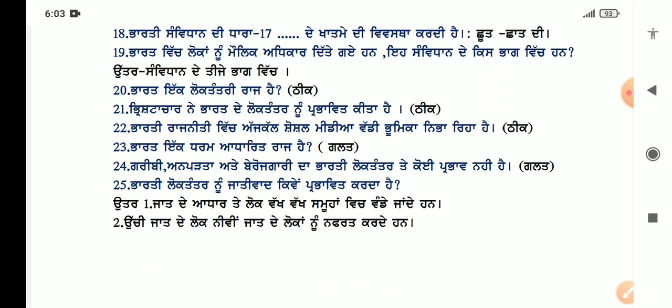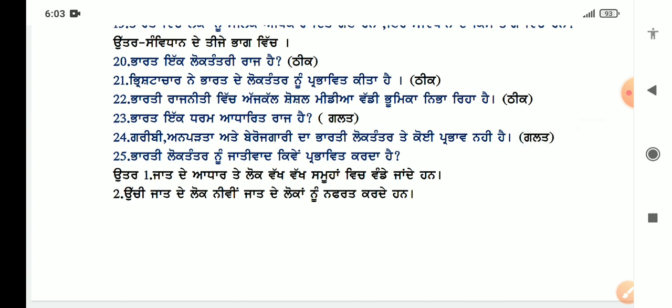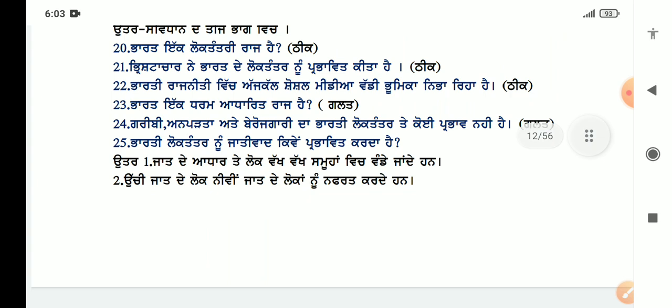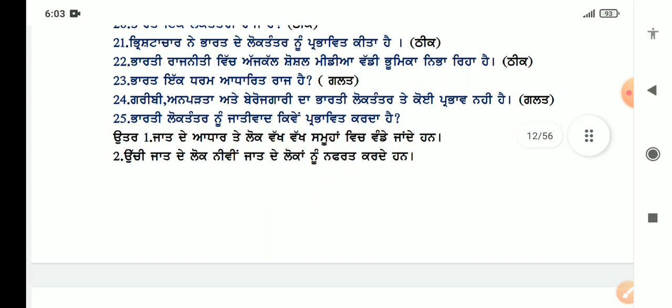Next question is, corruption has greatly affected Indian democracy. It is also right. Next question is, social media is playing a great role in Indian politics these days. It is right. Next question is, India is a religious country. It is wrong. India is a secular country. Next question is, poverty, illiteracy and unemployment have no effect on Indian democracy. It is wrong. It has great impact. Greatly it has affected the Indian democracy.